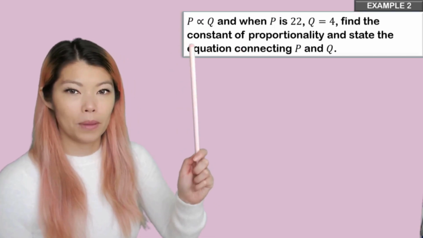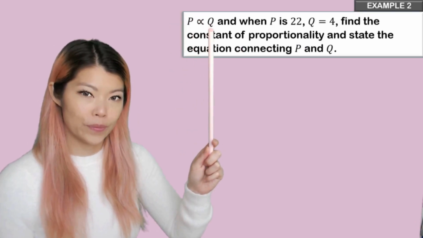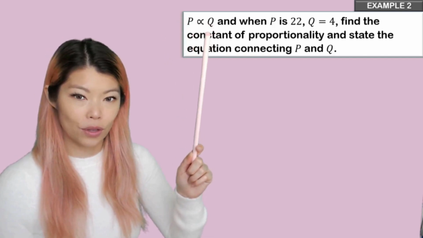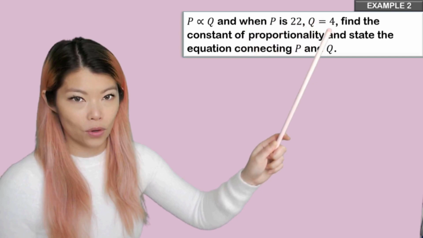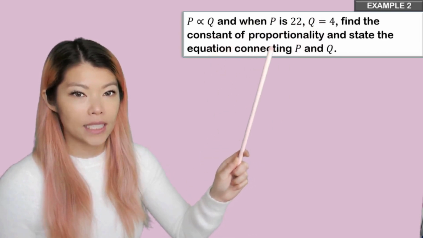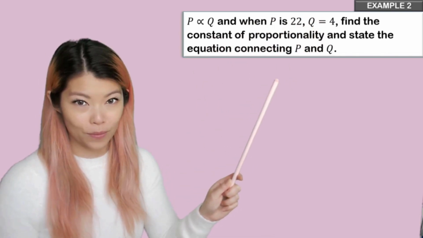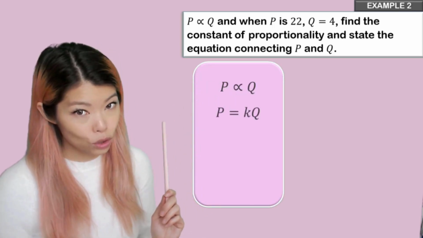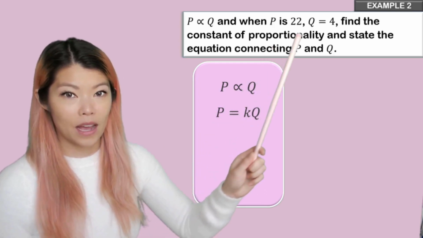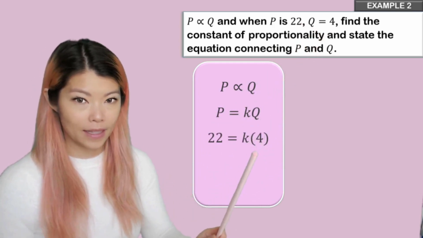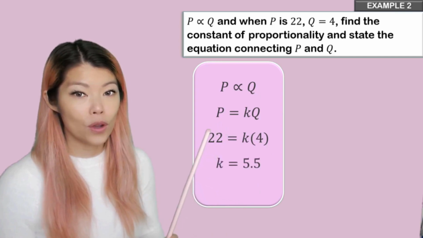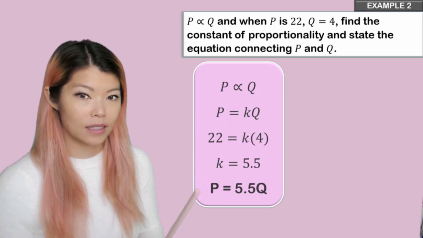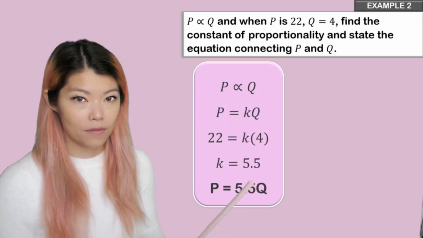Example 2. P is directly proportional to Q. And take note how to read that. P is directly proportional to Q. And when P is 22, Q is 4. Find the constant of proportionality and state the equation connecting P and Q. So here we have P is proportional to Q, or in other words, P is equal to KQ. So now we have P is 22, Q is 4, plug that in, dividing both sides by 4, and we get K is 5.5. And therefore our equation here is the same as P equals 5.5Q.